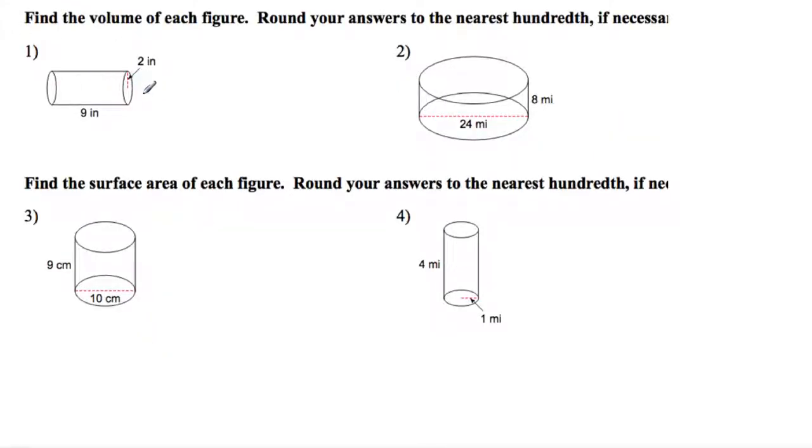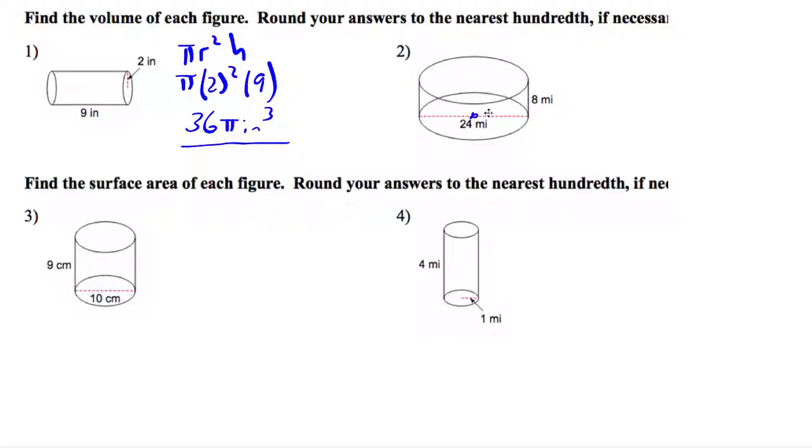So here, if I want to find the volume of each figure, that's going to be pi r squared times the height. So we get pi times 2 squared times the height, which is 9. Well, 2 squared is 4, so we get 36 pi inches cubed. So just like before, we're going to keep our pi in our answer. We're not going to round this off to a decimal, and we're going to cube our units, which in this case is inches.